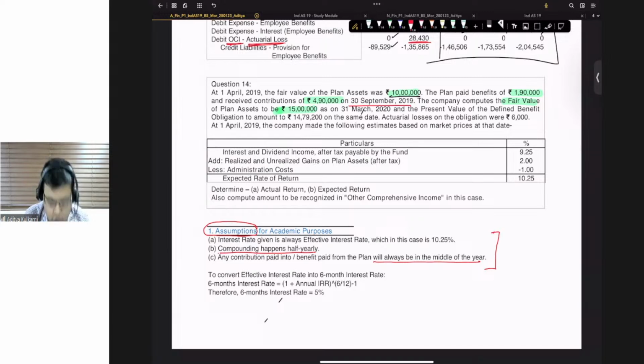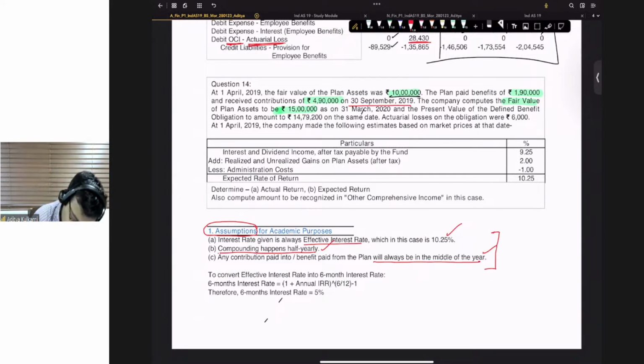So there are two things. One is the interest rate given is always the effective interest rate, which in this case is 10.25%. This is one assumption. Second assumption is compounding happens half yearly, because any contribution into the fund or benefits paid out of the fund is always happening in the middle of the year. So these are the assumptions which are made. You stick to those assumptions, otherwise your answer will have some minor variations.